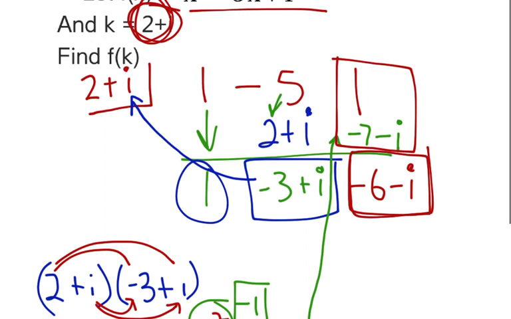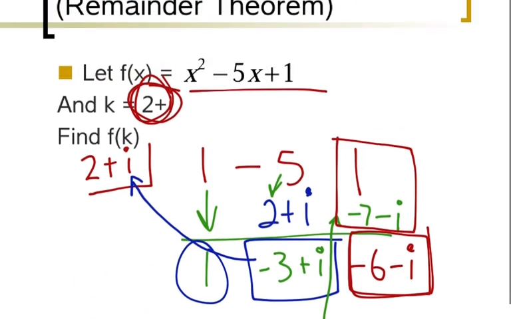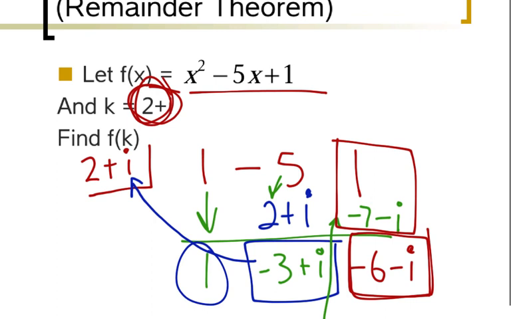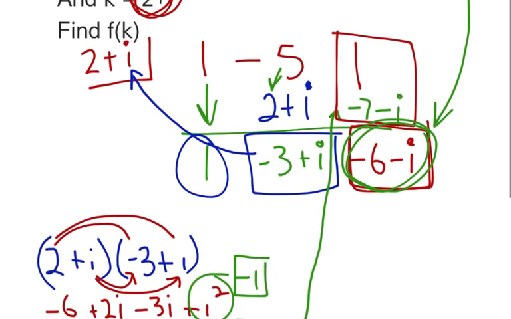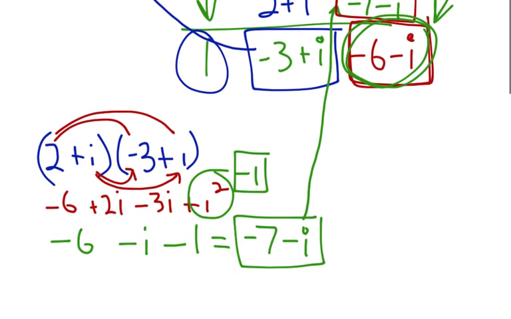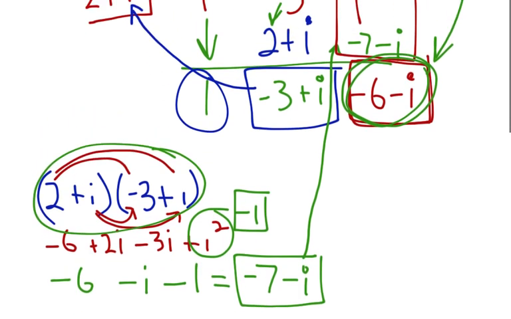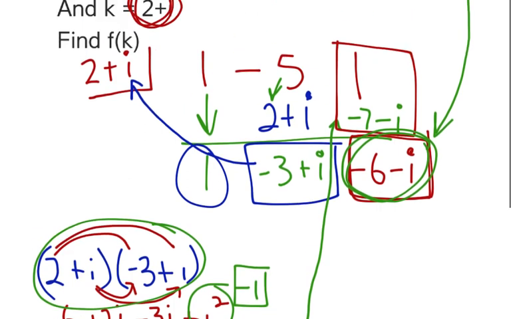Now again, the only thing that we actually care about in the end here is the remainder. So what we're saying is that f of 2 plus i, if I was to actually have plugged that in here and here, the answer would be my remainder, this negative 6 minus i. This is your answer. Okay, so that's the part that we actually care about. So I do all the synthetic division. The only hard part is actually FOILing this part right here, and then my final result was negative 6 minus i. Okay?